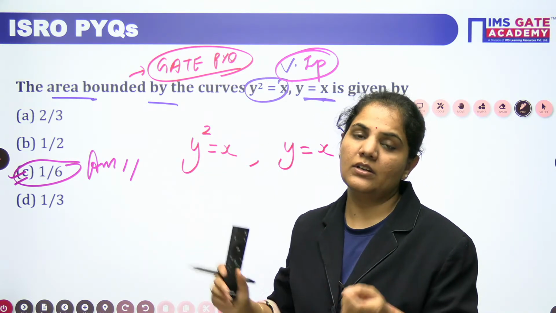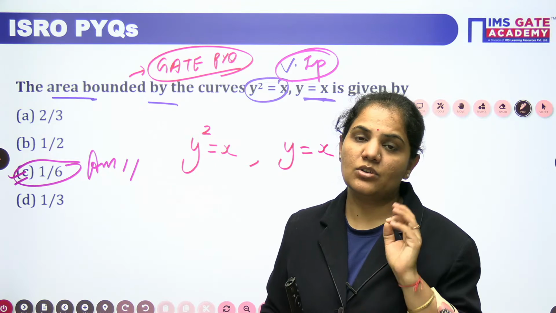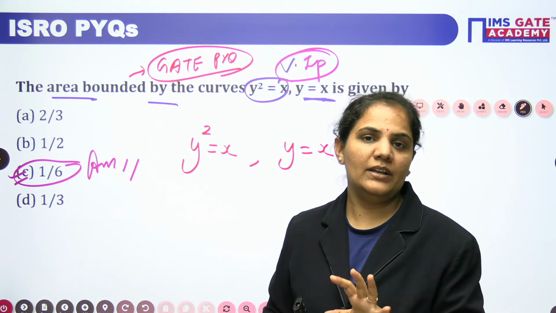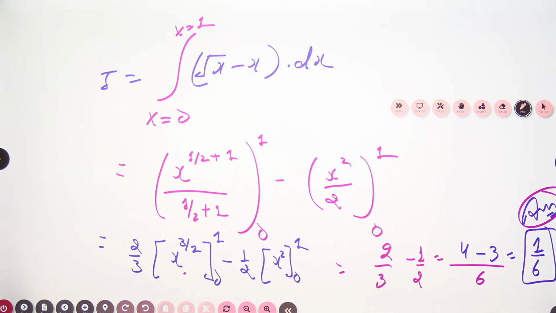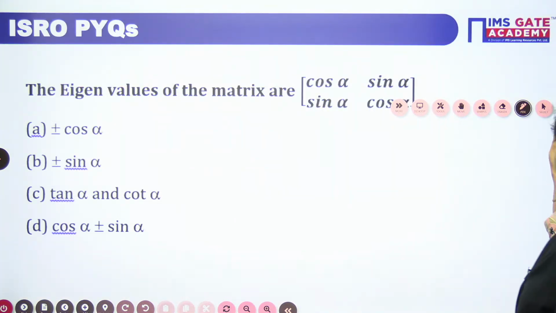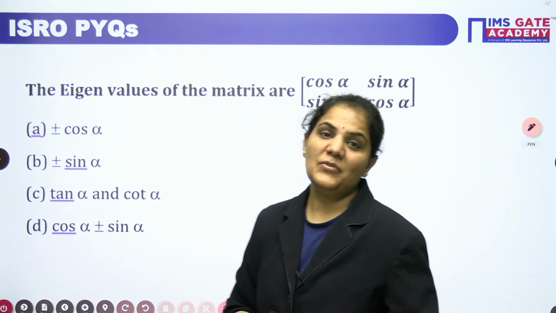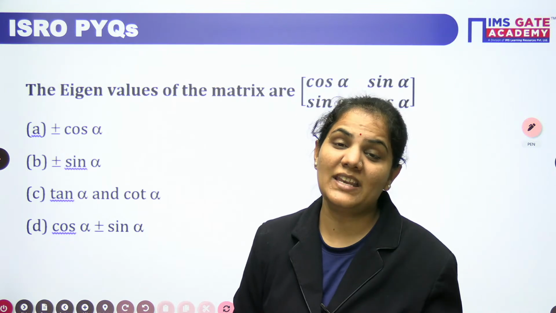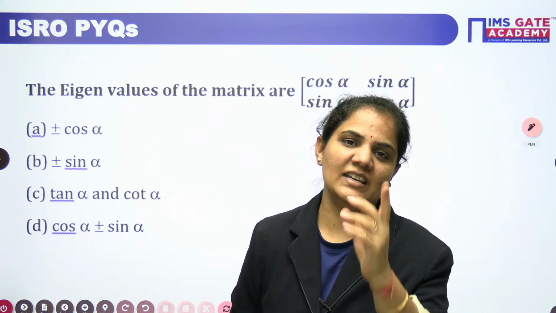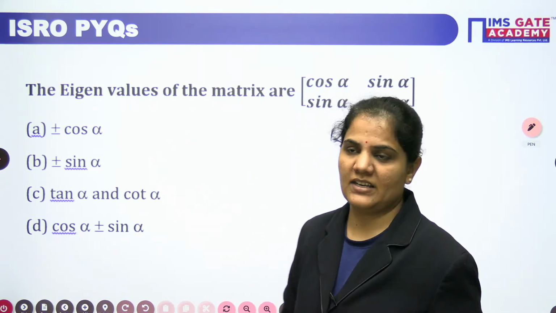This is also a GATE question. So you should try all the GATE questions of area between the curves, so that you can appear very easily in the ISRO exam. Now let's talk about the next question. This you can try very easily, and with the Brahmastra part 1 and part 2, you can solve the question very quickly. Within 30 seconds you can solve the question, maximum 30 seconds.